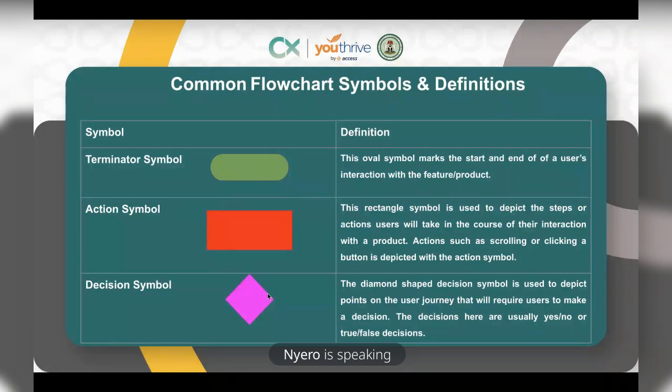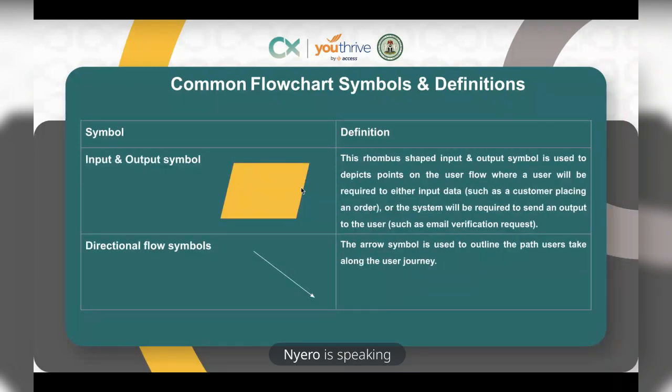The decision symbol is this diamond shaped symbol, and it's used to depict points on the user journey where you need your users to make a decision, such as they either need to make a yes no decision or make a true false decision. There's the input and output symbol. It's this rhombus shaped symbol, and it's used when you need the user to input data or the system needs to output data. What do I mean by input and output data?